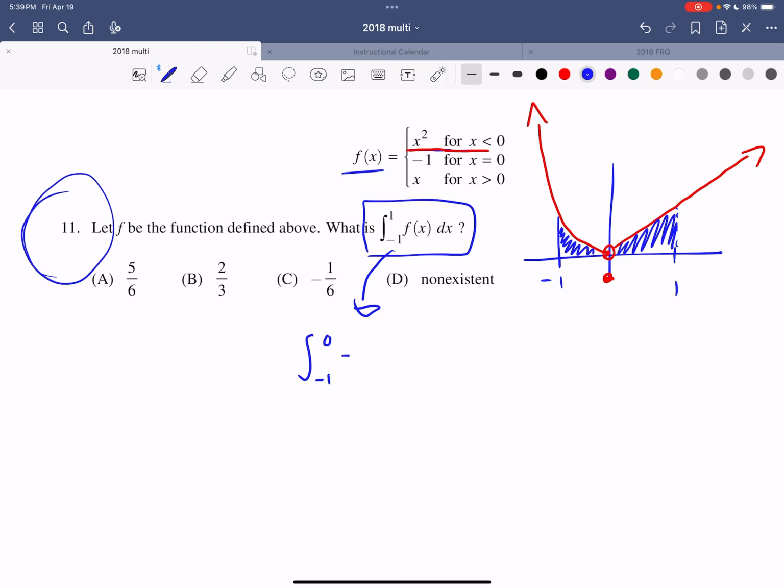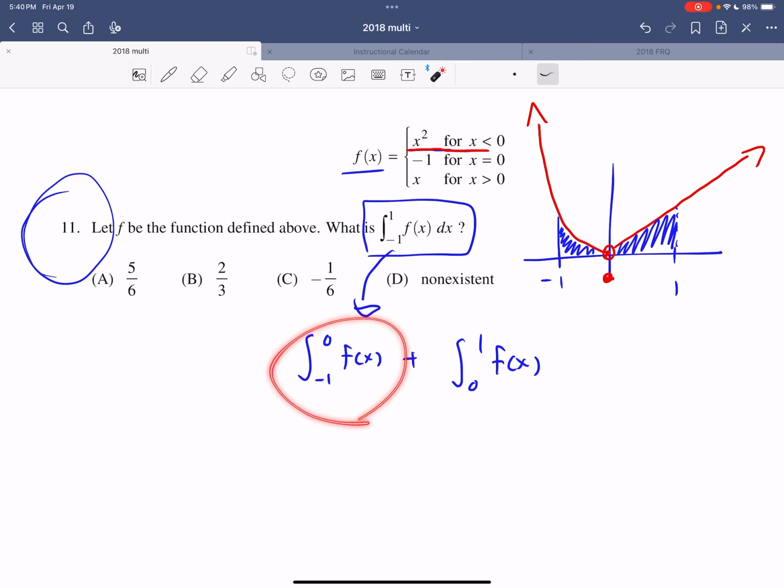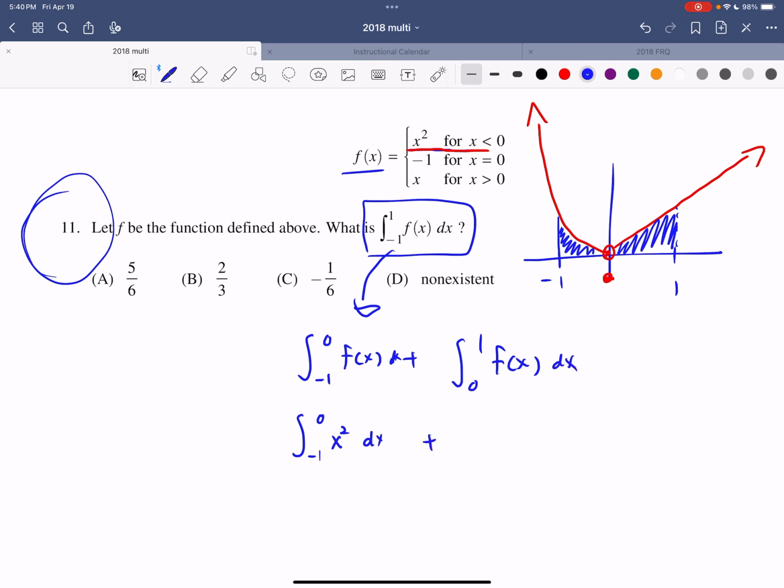The integral from -1 to 0 of f of x plus the integral from 0 to 1 of f of x, right? And as you can see, from -1 to 0, we are using the quadratic function. So this is the same thing as the integral from -1 to 0 of x squared dx. I forgot dx here, and so here. Plus, from here to here, it's going to be 0 to 1. Do you see this one's a linear function? So we're going to use x dx, okay?